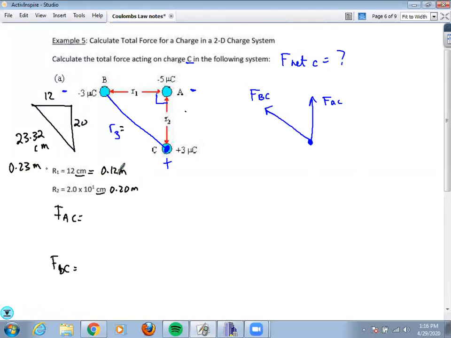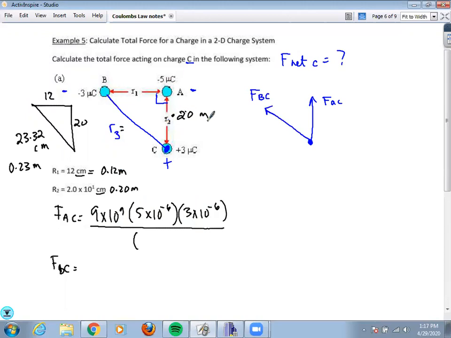Okay, so FAC will equal K, 9 times 10 to the 9, times QA. That's 5 microcoulombs, so 5 times 10 to the minus 6, times QC, 3 times 10 to the minus 6, divided by the distance, which is 0.2 meters, 0.2 squared. Okay, and we know it's going to go due north.